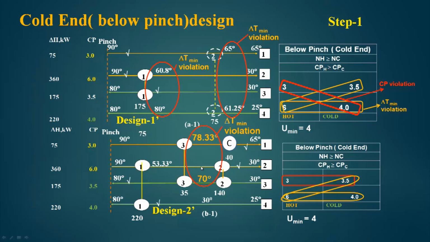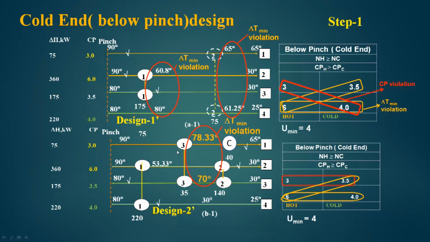Now, here we will see that this is ticked off, and if I deduct 140 from 175, I get 35. So, stream number 1, which has a capacity of 75 kilowatt, can give 35 kilowatt to stream number 3. But when I go for matching between 1 and 3, that means CP 3 and 3.5, this rule is violated, that is, CPH is greater than or equal to CPC. So, I can expect something to happen, that is, a delta T minimum violation.